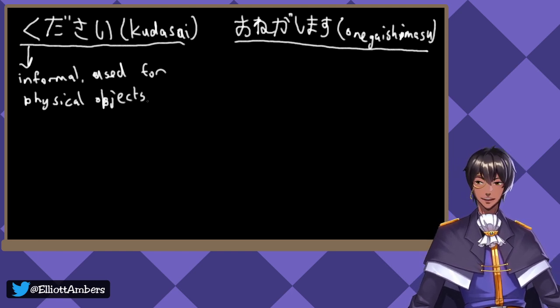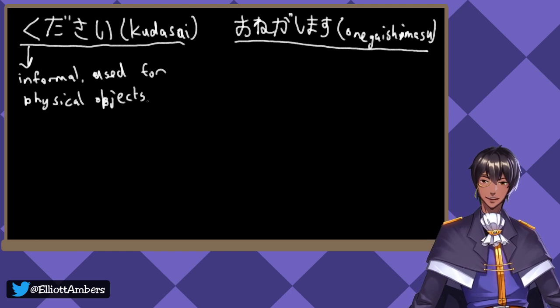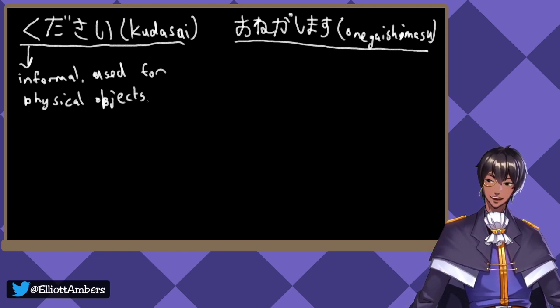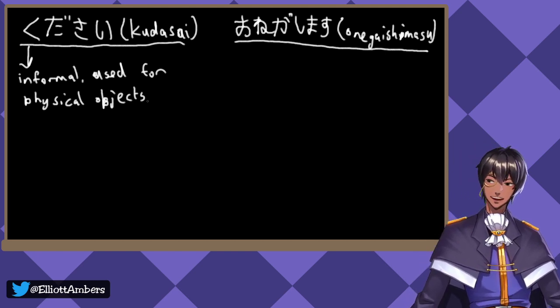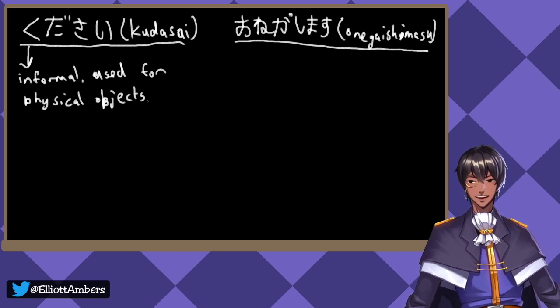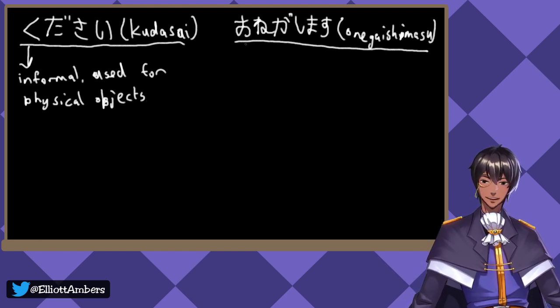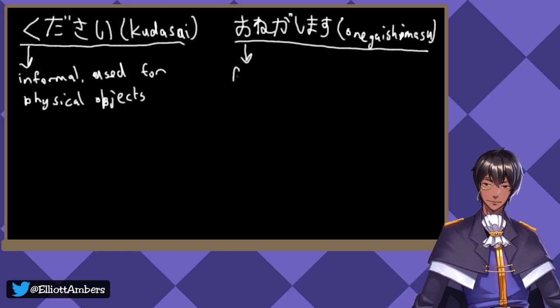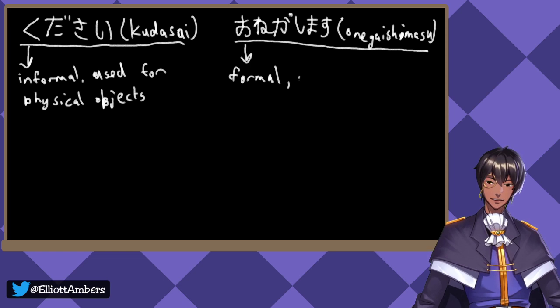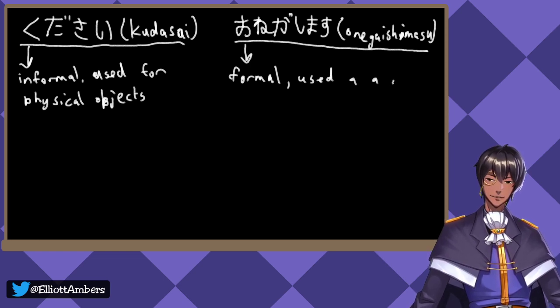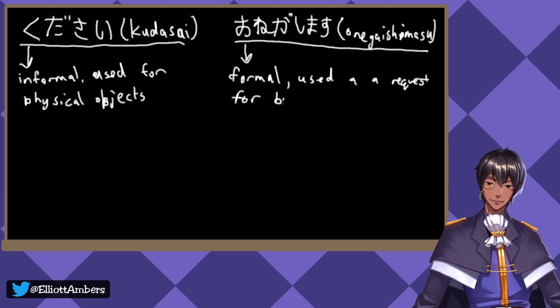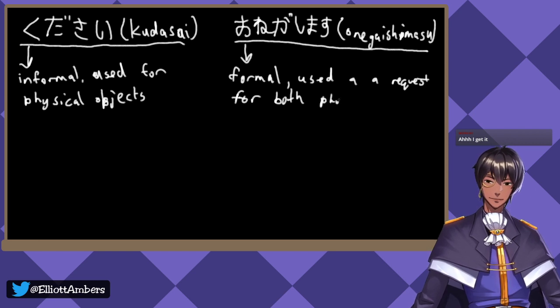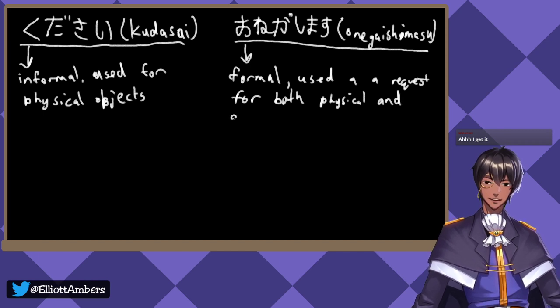So say that you're hanging out, you're spending time with your friends, and you want them to crack open a cold one with you. You can ask them, "Biero kudasai," and they would pass you a beer. But that would be really rude to say to someone in food service, which is why we would use onegai shimasu, formal, and also used as a request for both physical and abstract concepts.